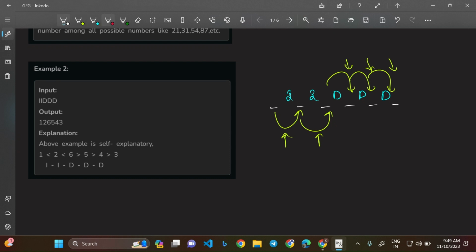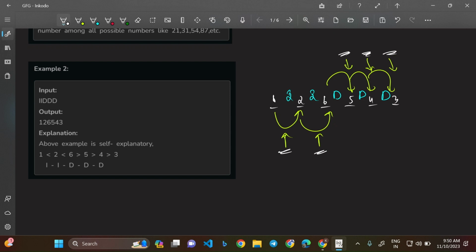All right, now let us put these values. So I say the values are 1 2 6 5 4 3. So is the pattern being followed? Yes. From 1 to 2 there is an increase. From 2 to 6 there is an increase. From 6 to 5 there is a decrease. From 5 to 4 there is a decrease. From 4 to 3 there is a decrease.